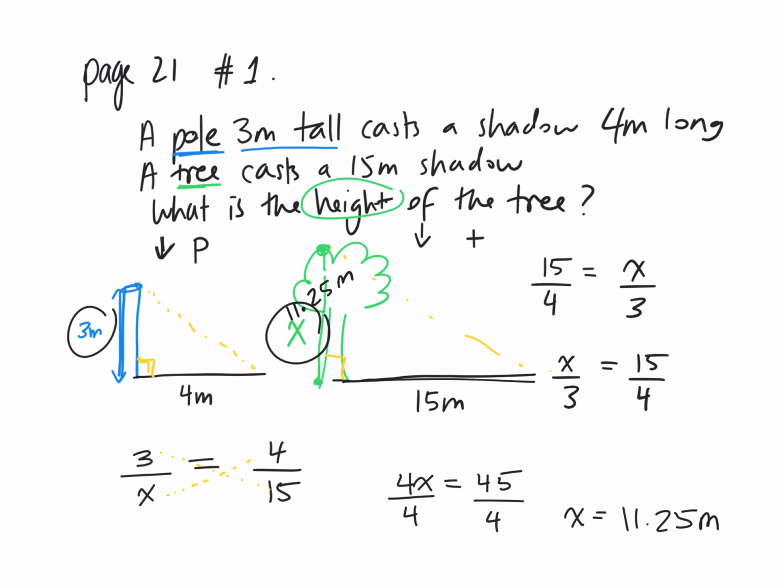So the height of the tree is 11.25 meters. Does that make sense if the shadow is 15 meters? It's reasonable. It makes sense. That's it.